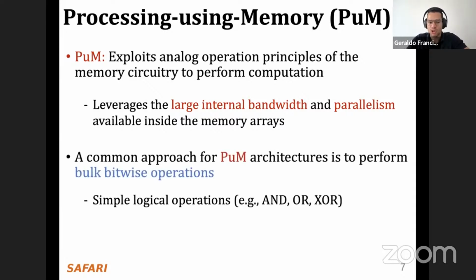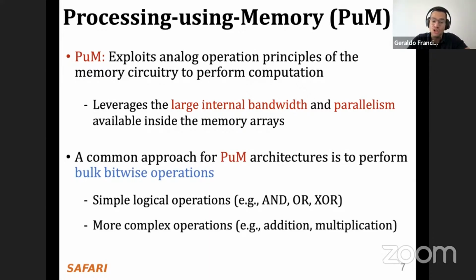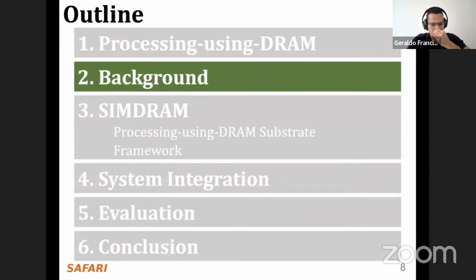And prior works have shown that you can use those processing-using-memory architecture concepts to implement bitwise operations, for example simple logical operations such as AND or XOR, or some more, but still limited, complex operations like addition or multiplication. So before I get into the problem itself, I'm going to give some quick background about DRAM and the processing-using-DRAM architectures that I just mentioned.